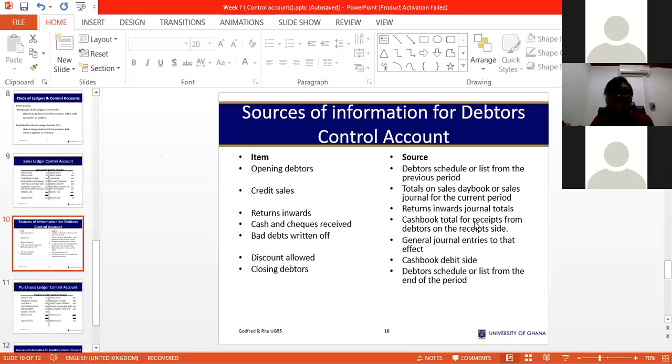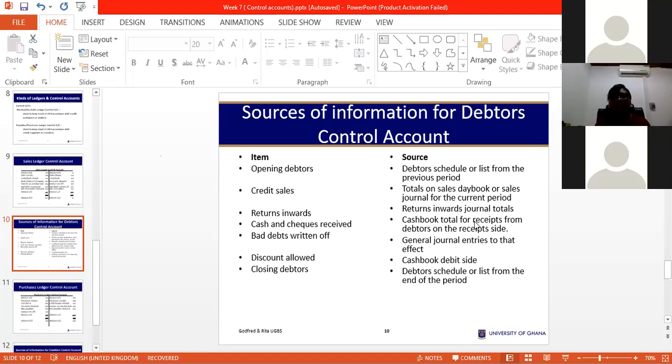And transactions relating to sales on credit that have been paid. So you are only going to the cash book to pick receipts from the debtors on the receipt side. Okay, only receipts from debtors. So if you have cash sales, that will not relate to the control accounts. If you have receipts from a certain debtor, that cash receipt will be in the control accounts. But if you have cash sales, it should never appear in the control accounts.